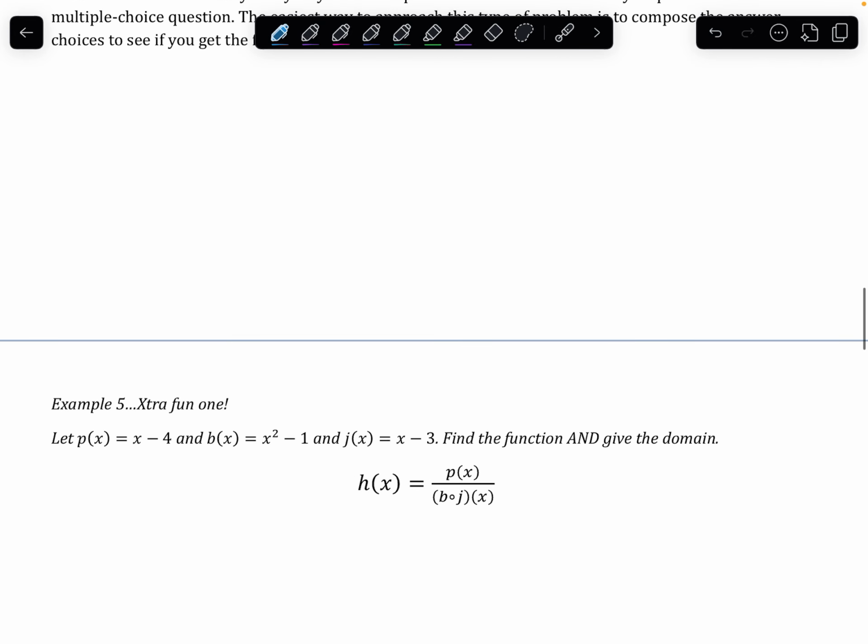All right, next. All right, p of x is x minus 4, b of x is x squared minus 1, and j of x is x minus 3. Find the function and give the domain.